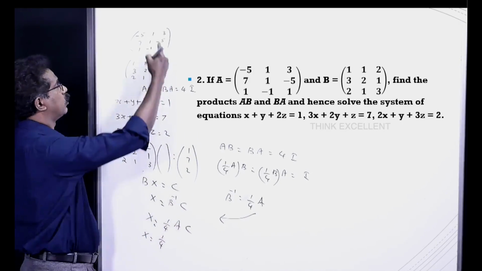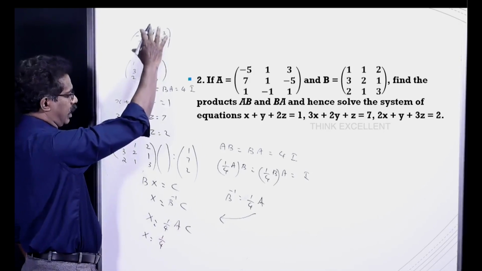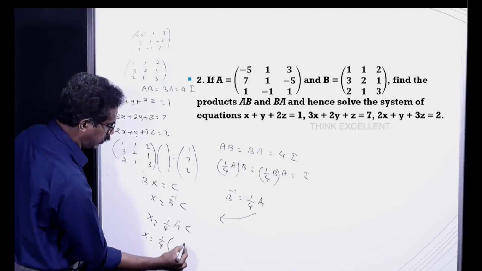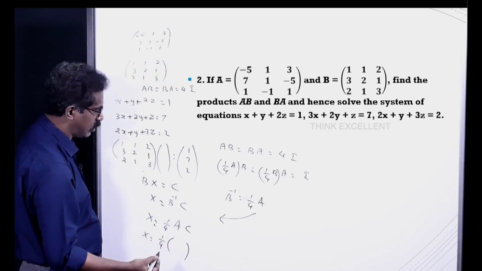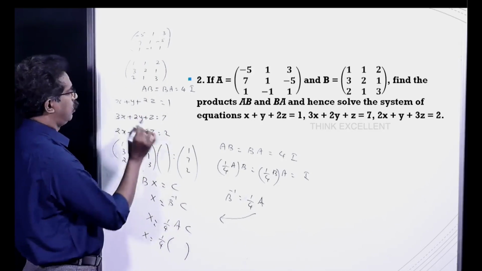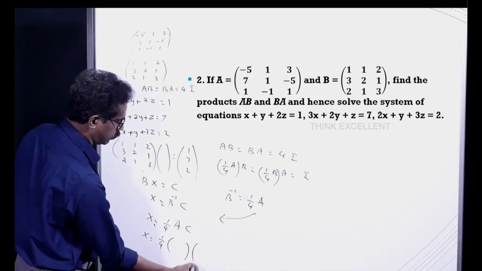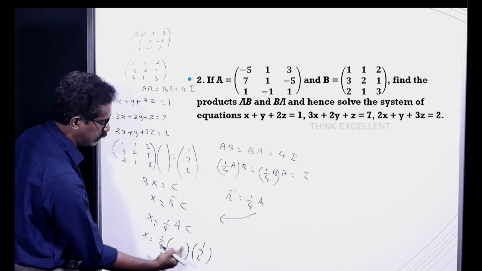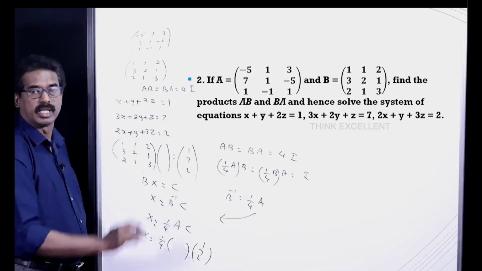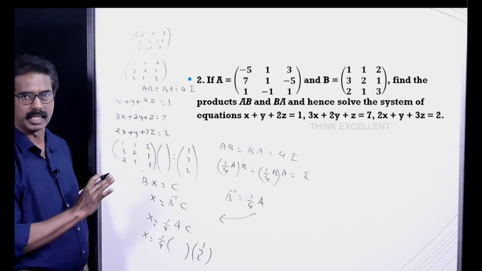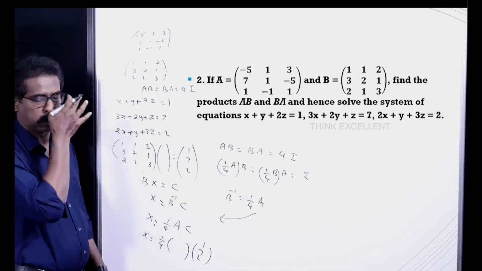What is A in the question? This is A, you write. So A into C. What is the C value here? This is C, right? 172. Now only these two matrices you multiply, outside you put 1 by 4. I'll explain the whole thing again. Just try to understand, then we'll see what answer you are getting.